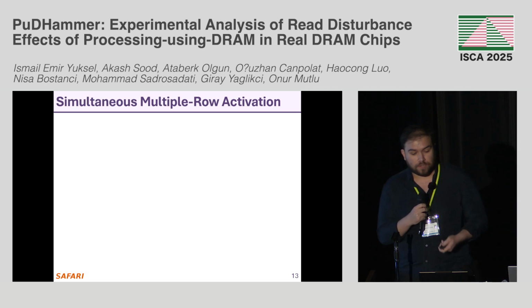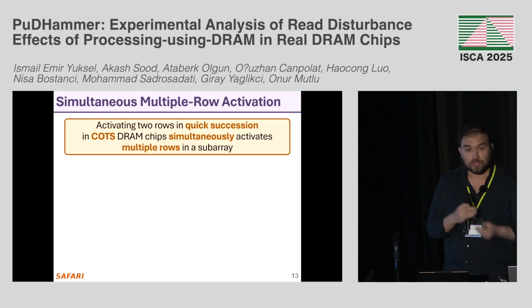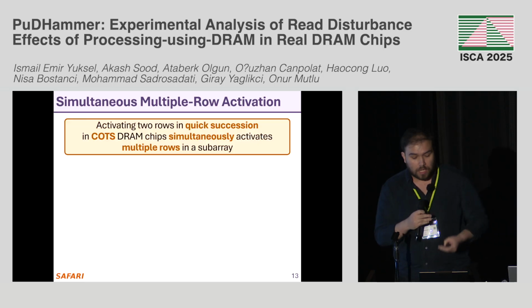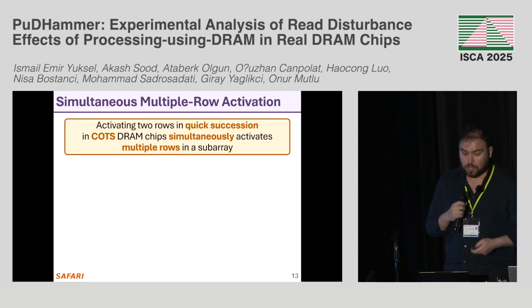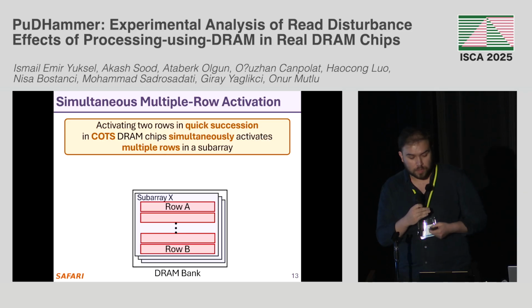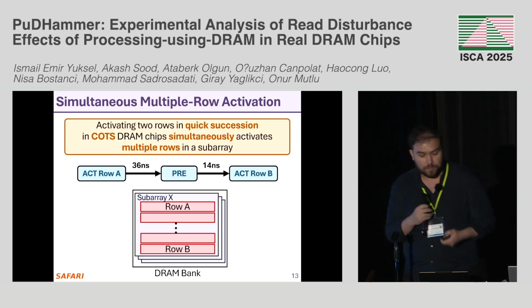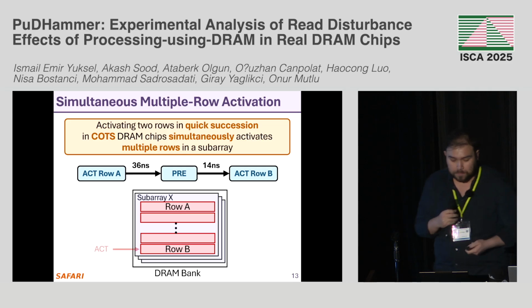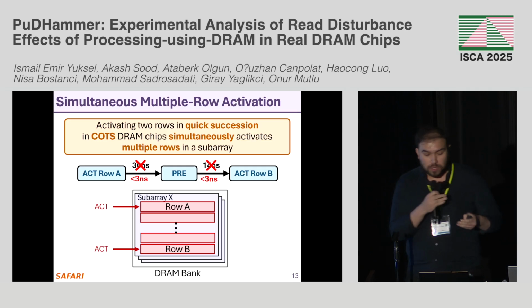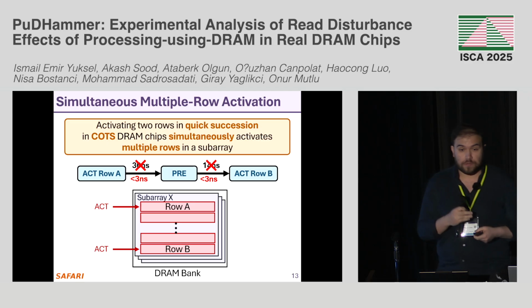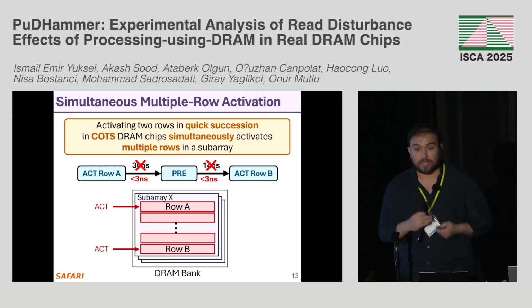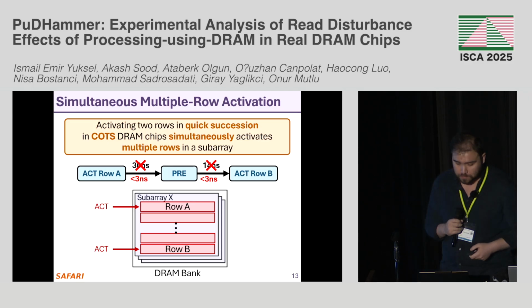And for simultaneous multiple row activation, the key observation is that activating 2 rows in quick succession simultaneously activates multiple rows in a subarray. Here we have an example subarray that has row A and row B. And again, if you obey the timing parameters, we will activate a single row at a time. However, if we violate both timings between activate to precharge and precharge to activate, we observe that we can activate many DRAM rows at once, simultaneously.